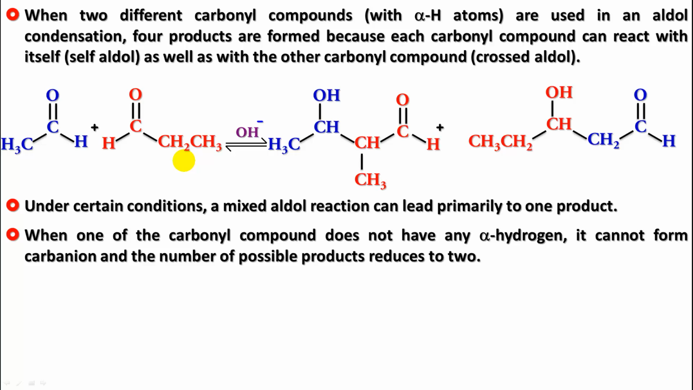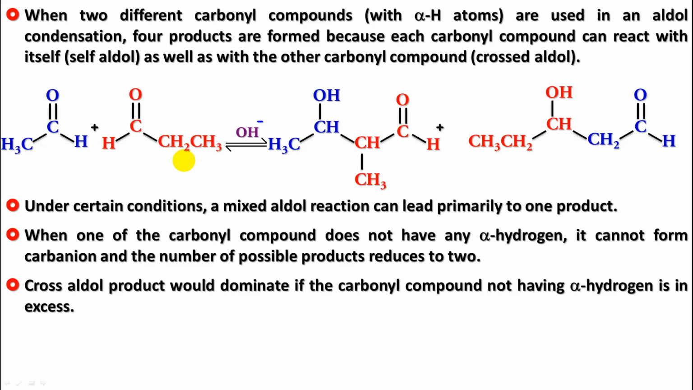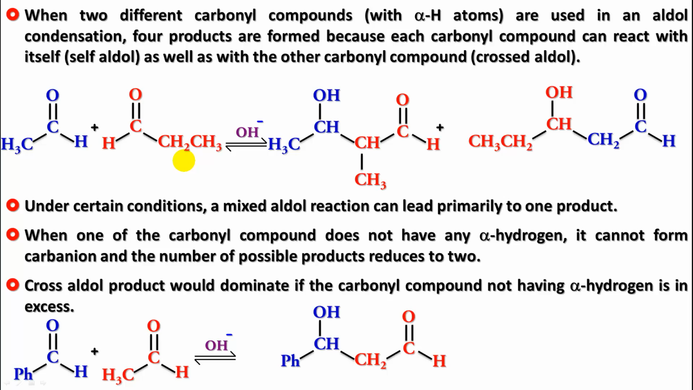And out of these two, since A has alpha H and B doesn't, A can even undergo self-aldol. So to prevent that from happening, I can take B in excess. If I take B in excess, then whatever carbon anion of A is produced has a higher probability of meeting B, because B is in excess, than meeting itself. So if I have a cross aldol like this, I have benzaldehyde, which doesn't have an alpha H, and acetaldehyde, which has an alpha H. If I take benzaldehyde in excess, then I'm going to get alpha H of acetaldehyde going and the carbon anion attacking the benzaldehyde part. So I'm going to get a product like this.